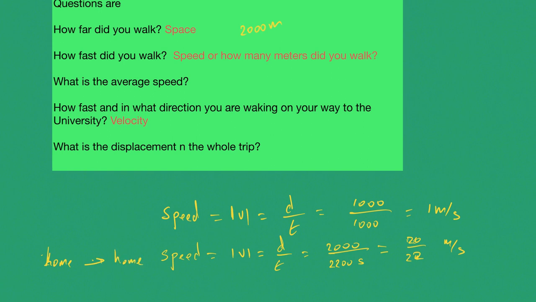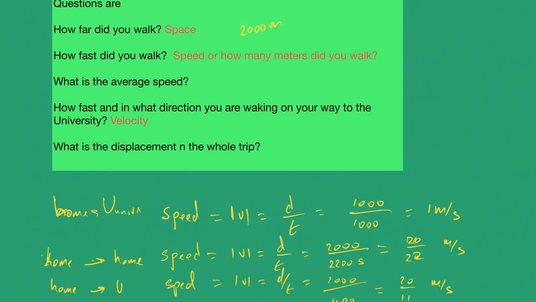And this is the speed going from home to the university. If you calculate the speed going from home to the university, but taking into account that you stop for 100 seconds, your speed will be the distance traveled divided by the time. The distance traveled is 2,000, and the time that elapsed will be 1,100, so your speed will be 20 divided by 11 meters per second.